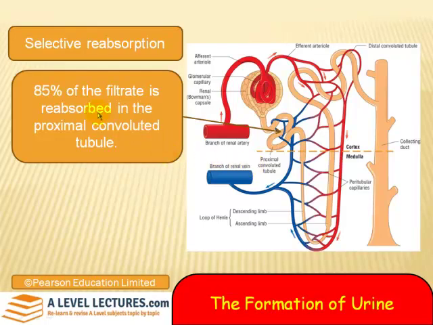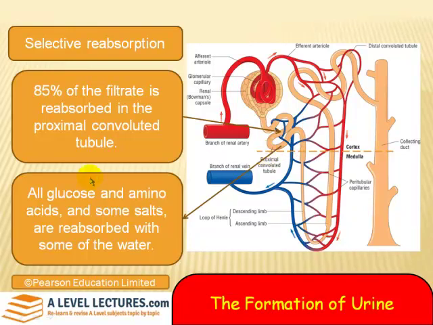Now we said before, 85% of the filtrate is reabsorbed in this area here called the PCT, or Proximal Convoluted Tubule. All glucose, amino acids and some salts are reabsorbed in this area along with some of the water. Okay, so we're getting the stuff back here. Let's look in more detail now at the wall of the PCT.